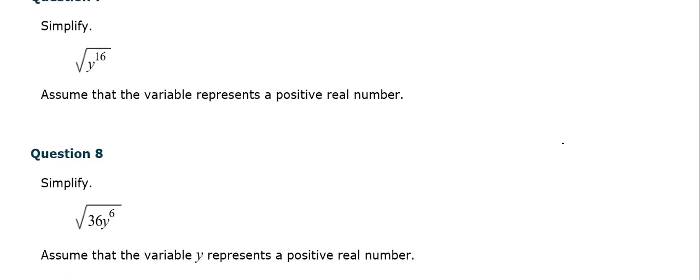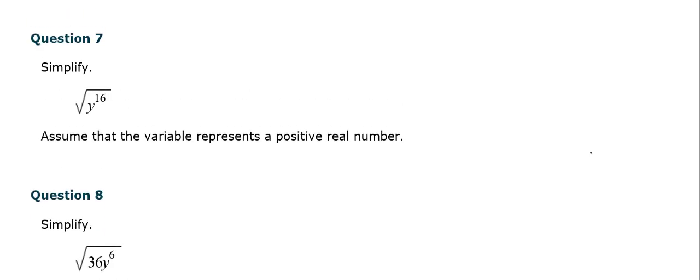In our next problem, it asks us to simplify the square root of y to the 16th. So again, since we're dealing with square root and we're dealing with an exponent of 16, we're dividing that exponent by 2. So 16 divided by 2 is 8. So our answer to this problem would be y to the 8th power.